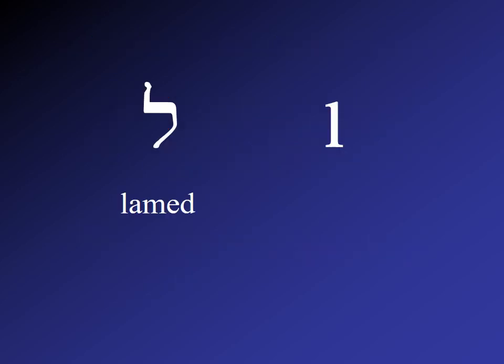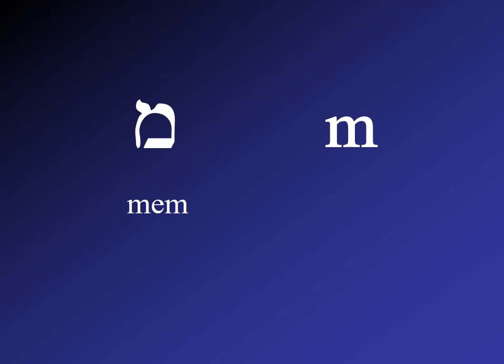The next letter of the Hebrew alphabet is a lamed, pronounced like English L, lamed. The next letter is a mem, pronounced like English M, mem. The differentiating characteristic of this letter is this little tail that sticks off to the upper left.